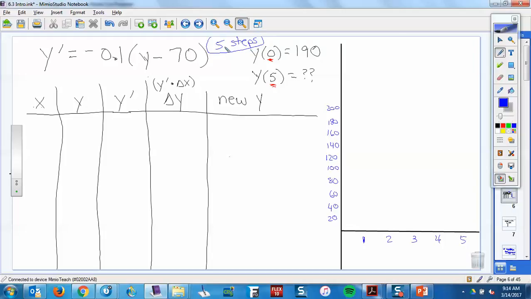This is a Newton's law of cooling, by the way. Remember when we talked about Newton's law of cooling? I got some hot coffee that's 190 degrees Fahrenheit at the start. We're in a 70-degree temperature room. Here's our Newton's law of cooling. What's the temperature 5 minutes later? So we're going to start with an initial condition of 0, 190.